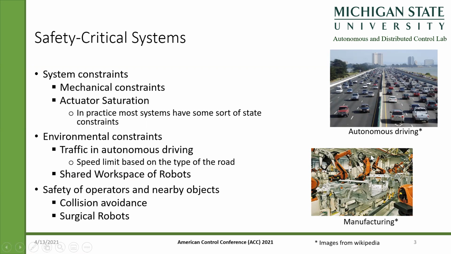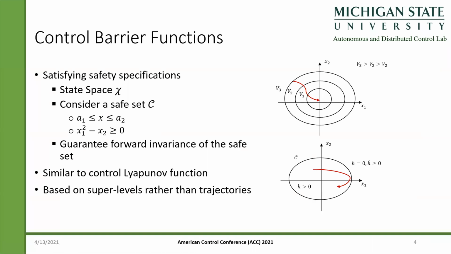Or consider the shared workspace of robots. Robots have a large area to cover, but because they shouldn't collide with other agents, it limits their workspace. Also, the safety of nearby objects, and especially human operators working nearby, should be guaranteed. When we have some sort of constraint, like limits on the states or even a nonlinear relationship between different states, these constraints form a set inside which the safety specifications are satisfied.